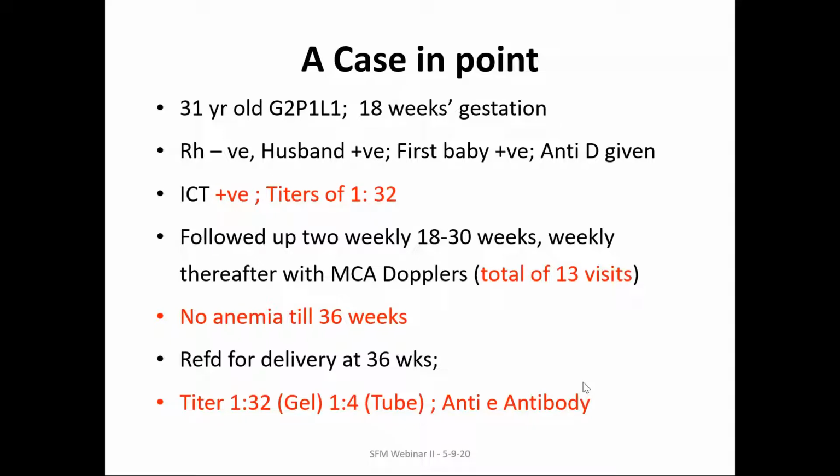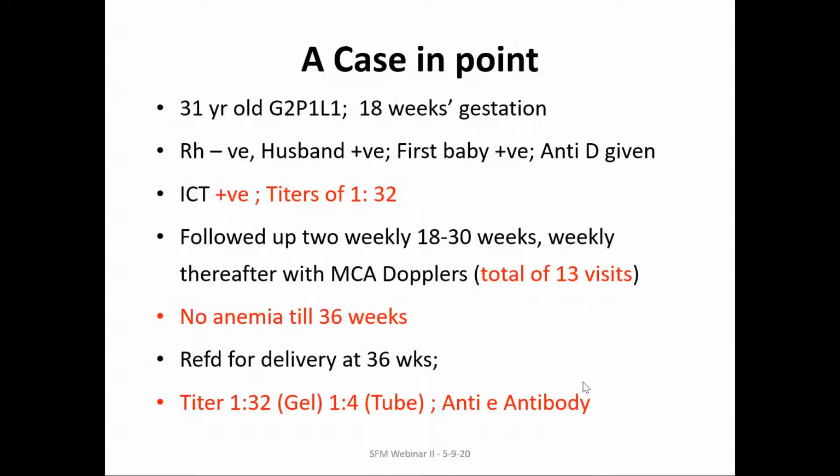And again, we repeated by the gel method as well. And we now know that 1 in 32 is below the critical titer for the gel method as well. And again, surprise, surprise, we did the antibody identification, and it was not the potent anti-D antibody that was involved here, but a rather weak anti-E antibody from the Rh group of antibodies.